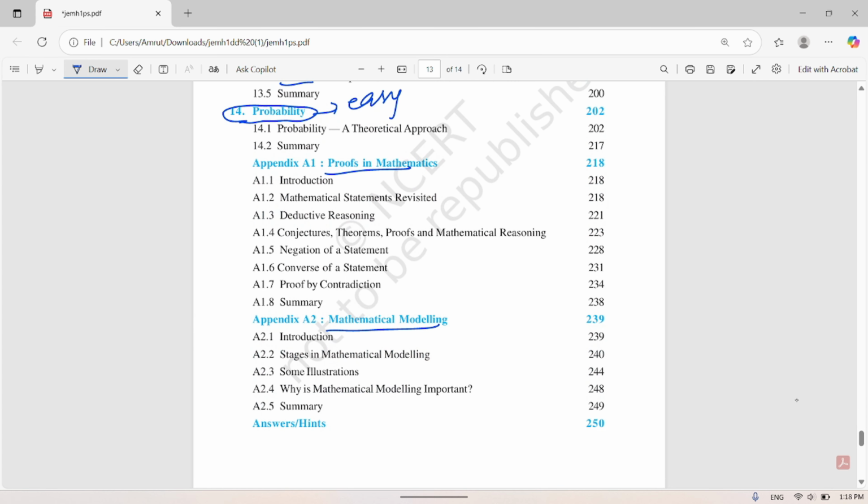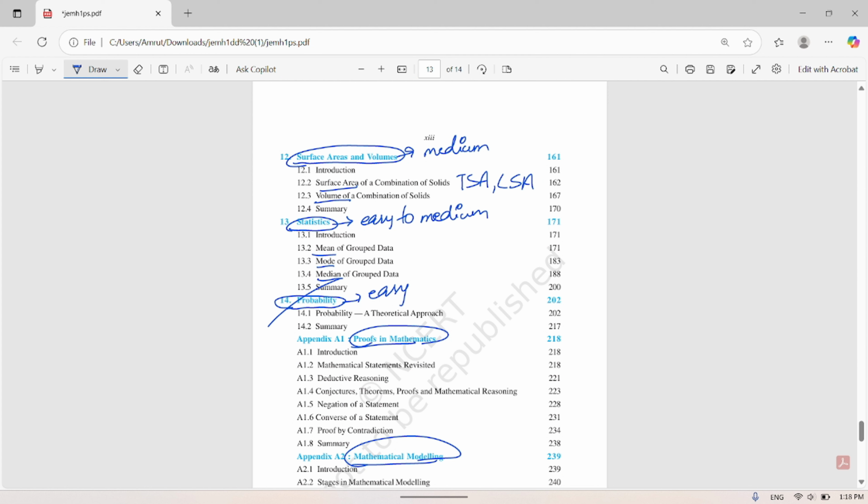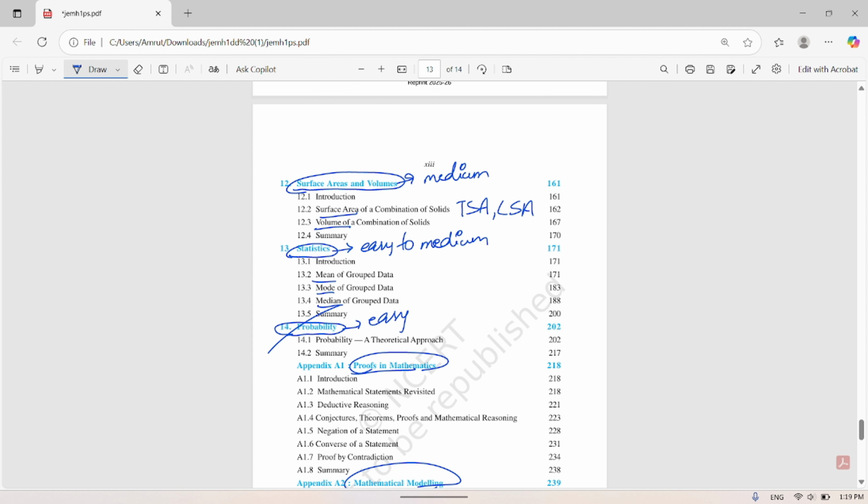So the easy topics will be real numbers, the easier one, and arithmetic progression, the easier one, and probability, the easy one. So if you learn these well, I can tell you that you can easily gain marks with less amount of time.